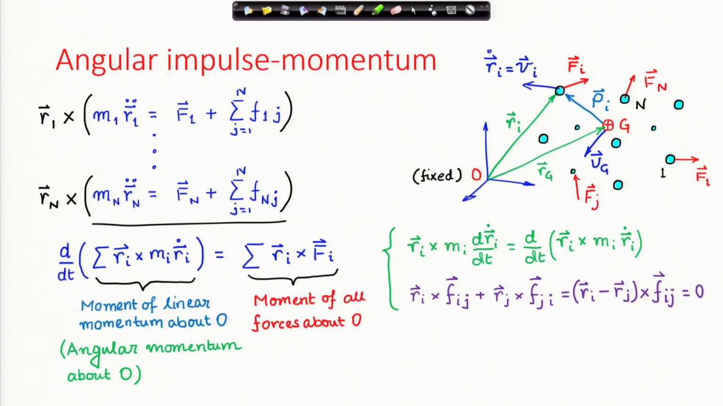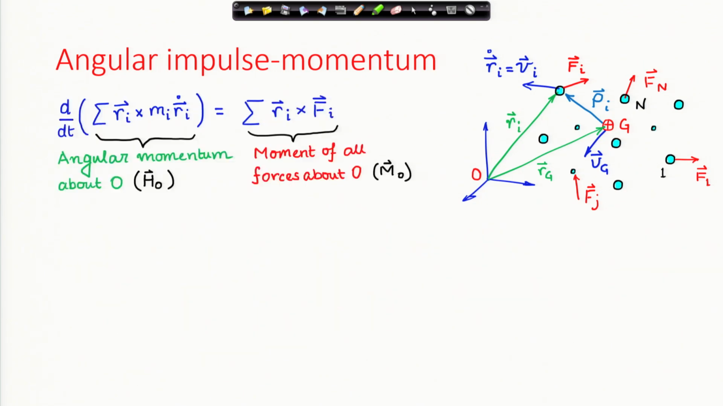And on the right hand side we have the moment of all forces about O. So, the left hand side says that the rate of change of angular momentum about O is equal to, from the right hand side, the moment of all forces about O. So, I have removed the clutter here. The time rate of change of angular momentum about O, which is indicated by capital H sub O, is equal to the moment of all forces about O, which is indicated by capital M sub O.